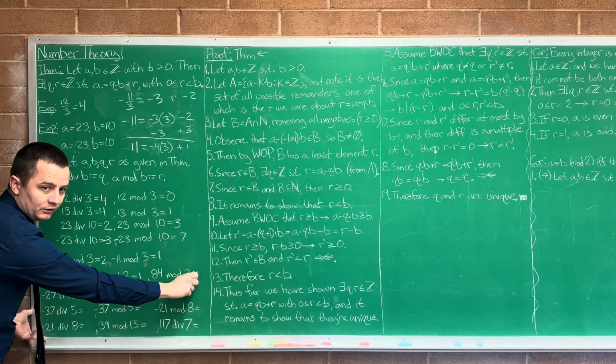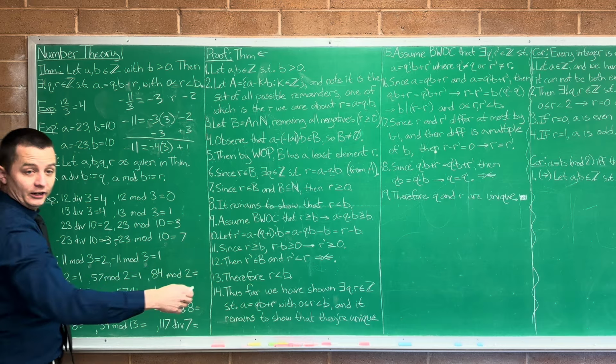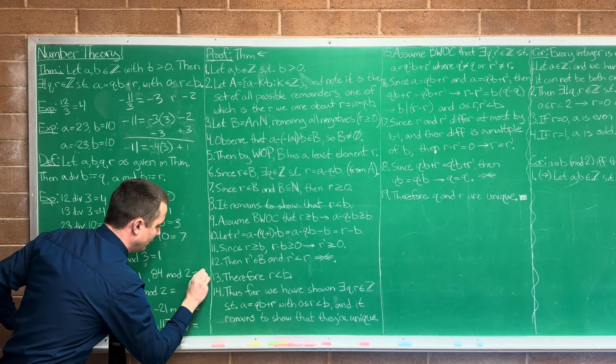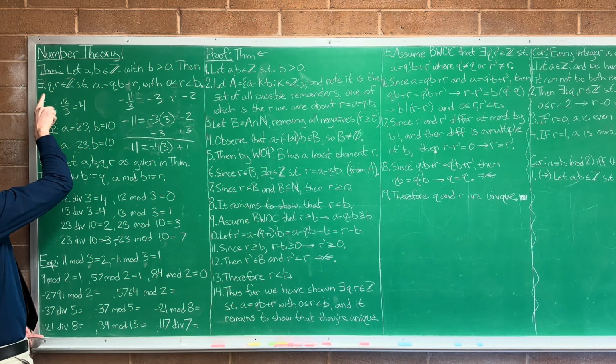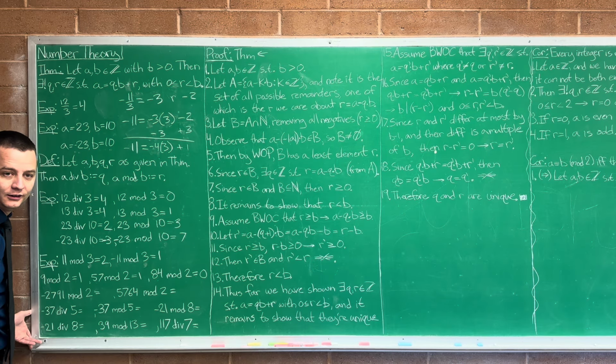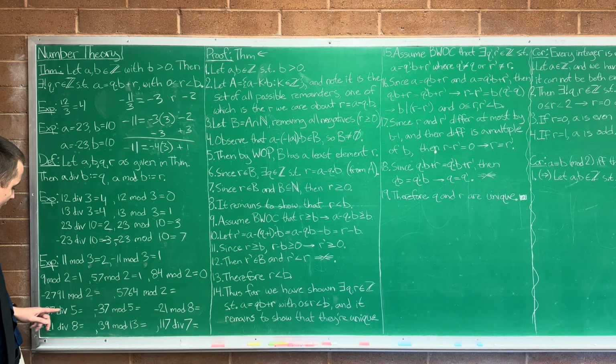Alright, 84 mod 2. There is no remainder, right? So the remainder is 0. There is a remainder, it's just 0. Always and forever, there's going to be a q and an r no matter what. Just keep that core in your head. Okay, next one. Negative 2,791 mod 2. 1. What's the quotient? Who cares? The remainder is all we cared about, and it was 1.